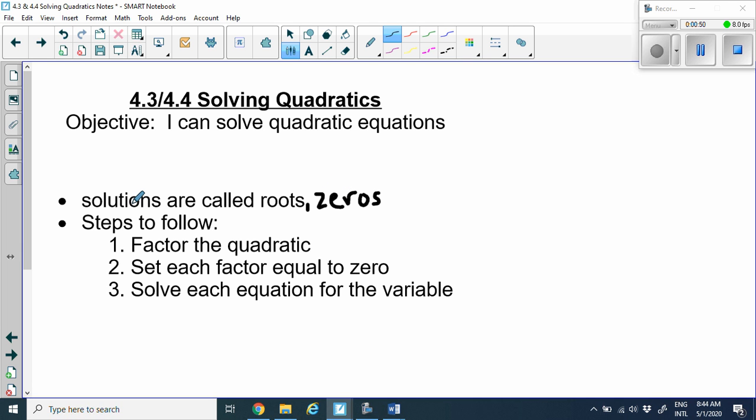Now, in order to use factoring to solve, here's our steps we're going to follow. Factor the quadratic. So we've done this. So we did it when a equaled 1 and when a did not equal 1. So we're going to have a combination of those. We're going to set each factor equal to 0 and then solve each equation for the variable. So let's go ahead and do that with these problems.